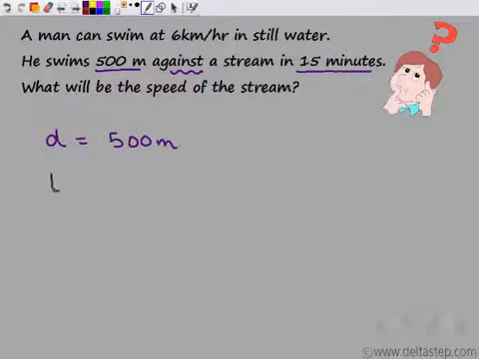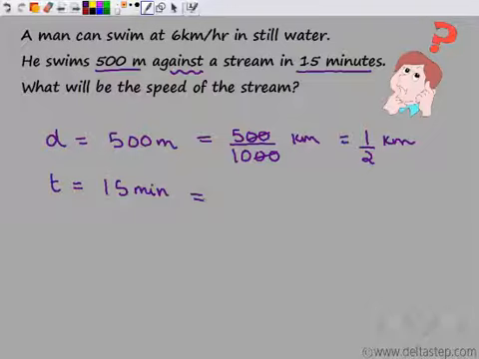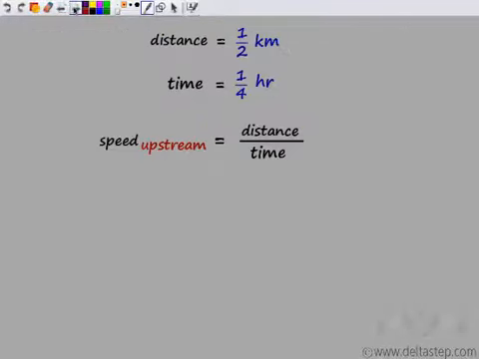But the speed to us is given in kilometers per hour. So we can convert it into kilometers and hours. This would be 500 by 1000 kilometers, which is half a kilometer. And 15 minutes, I want to convert minutes into hours. So again I can divide this by 60. So this is 1 by 4 of an hour. So this is what I know, the distance and time.